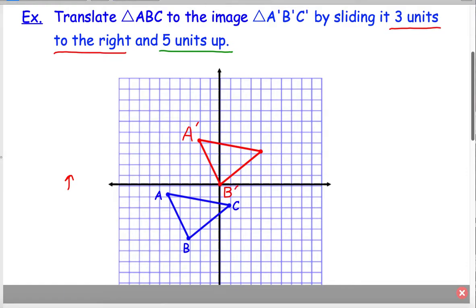And finally, obviously, we take point C and move it 3 to the right, 1, 2, 3, 5 up, 1, 2, 3, 4, 5, boom, we're right there. And we'll call that, you guessed it, C prime. So looking at the picture, the original was the blue triangle, ABC, and then the image is the red triangle, A prime, B prime, C prime.